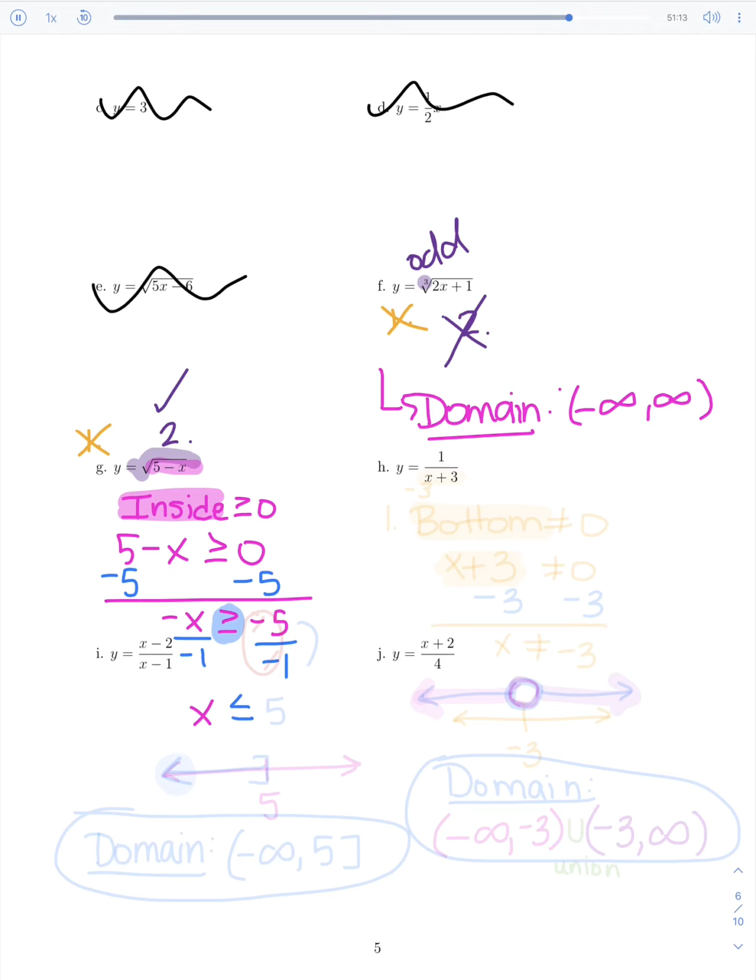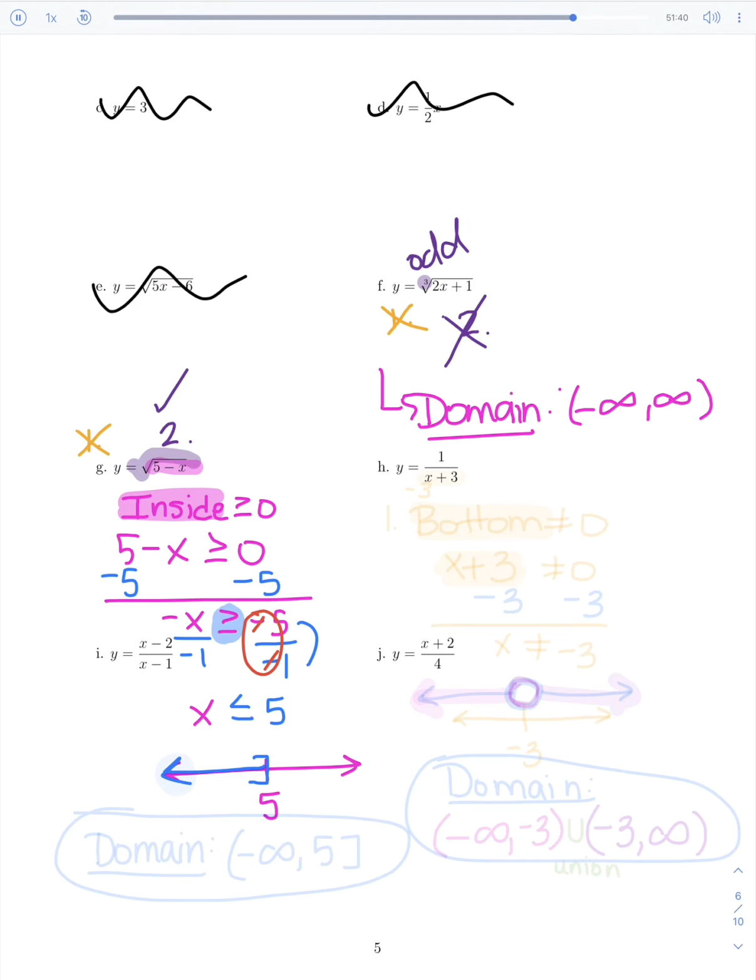We also divided two negatives, so those will turn into a positive. And 5 divided by 1 is just the number 5. So let's see what the graph of this guy would look like. So here's our number line. Here's our 5. Notice it's a less than, so it's going to point to the left this time. And the equal to means it will be a bracket.